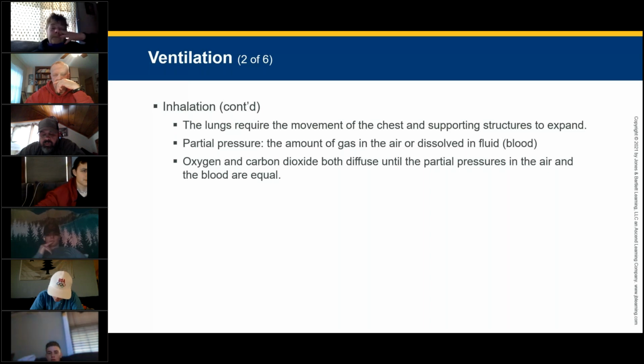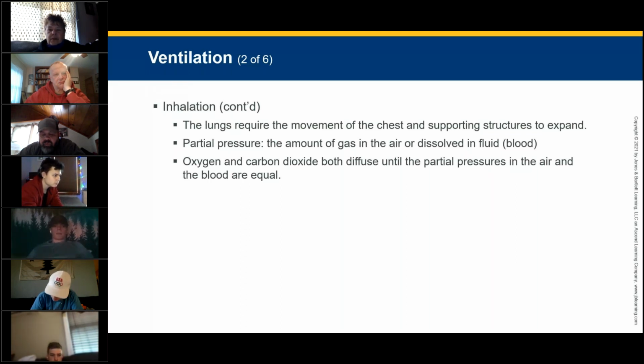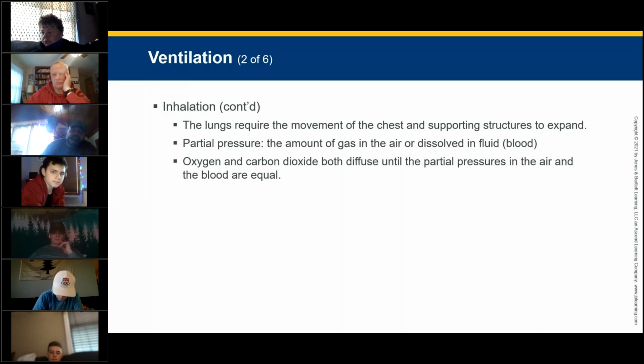Partial pressure is the amount of gas in the air or dissolved in the blood. Oxygen and carbon dioxide both diffuse until the partial pressures in the air and the blood are equal. Deoxygenated blood that comes from the heart, the partial pressure of the oxygen is much lower than the partial pressure of the carbon dioxide in the pulmonary capillaries. Your body is working to equalize that partial pressure, which results in the oxygen diffusion across the membranes into the blood.